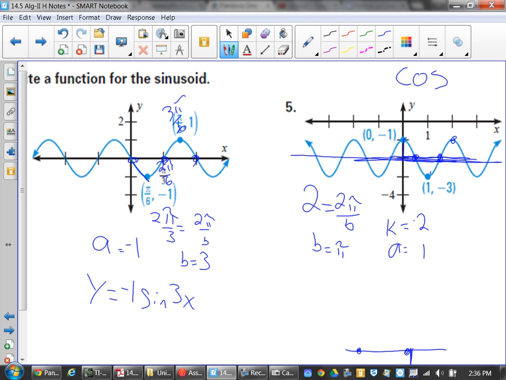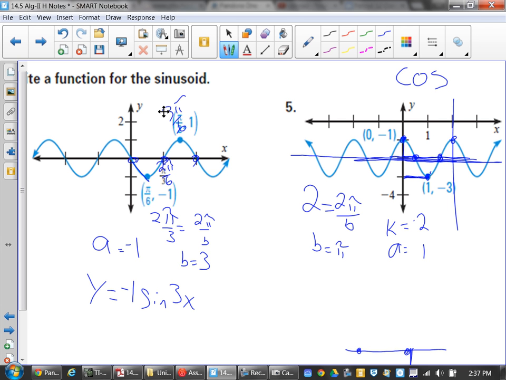How did you find the 2? The maximum and the minimum is 1 apart. Double it to get the period. So my period is 2. I set that equal to 2 pi over b. Solve for b and I get pi. Were you doing this from the origin to the middle? I was looking at this point to this point. I was talking about how far apart they were horizontally. They're 1 apart, because the period goes horizontally.